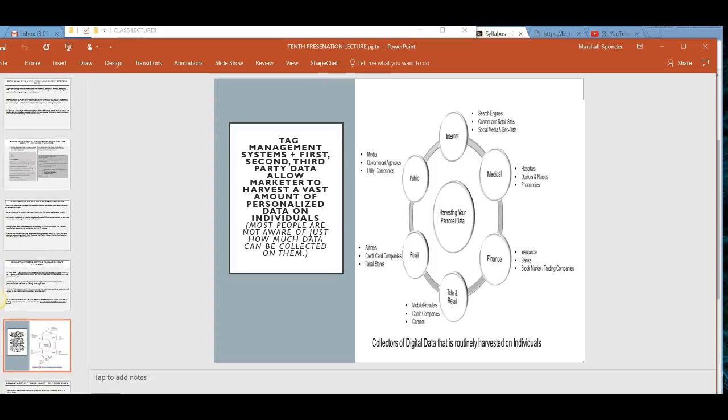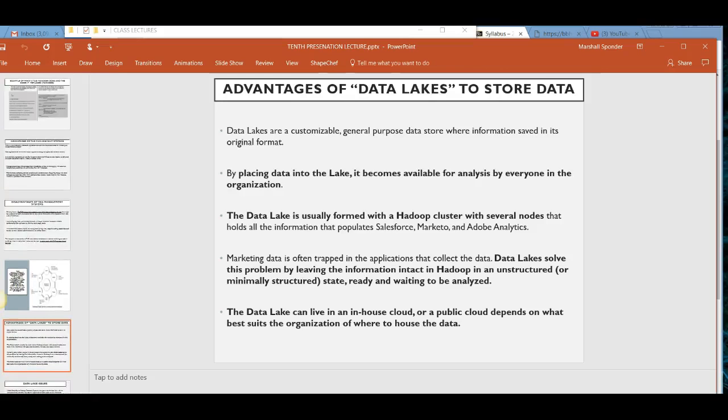And tag management systems collect first-party and third-party data. You can combine them that way. So here's just an example, and all the different industries like media and airlines, credit card, retail.